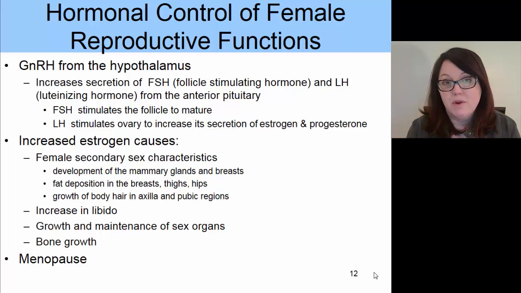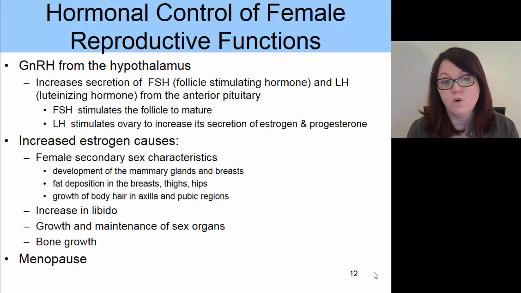Estrogen is the primary female reproductive hormone, and it is going to be released in mass starting at puberty. When estrogen is released at puberty, it causes the production of the female secondary sex characteristics, which include development of the mammary glands and breasts, fat deposition in the breasts, thighs, and hips, and growth of body hair in the axilla and the pubic regions. Estrogen also increases libido in females, it causes the growth and maintenance of the female sex organs, and it also helps to grow bones.